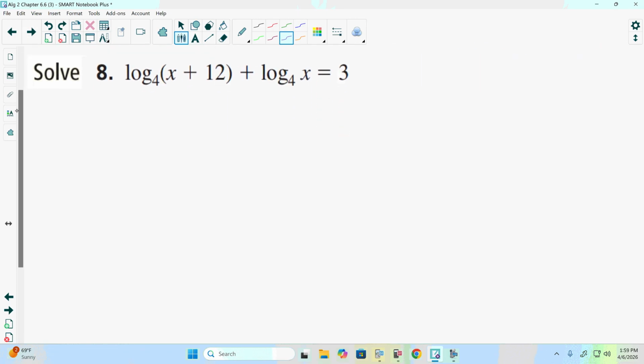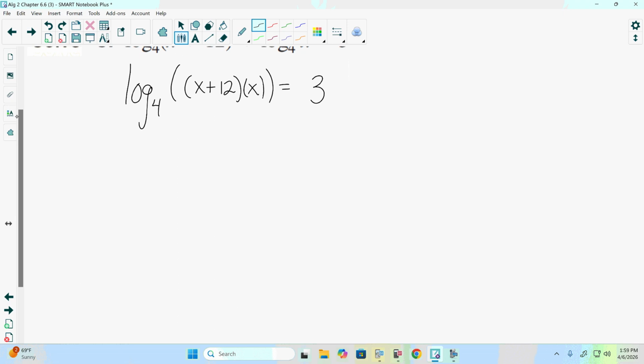Log base 4 of x plus 12 plus log base 4 of x equals 3. Again, we do have 2 logs with the same base being added, so we can rewrite this as 1 log with what's inside being multiplied together. And yes, if I wanted to, I could have rewritten this as x times x plus 12. We could have flipped those two, because multiplication is commutative, we can multiply any 2 things in any order.